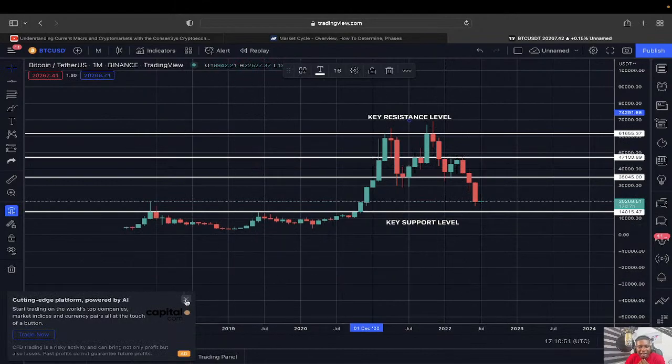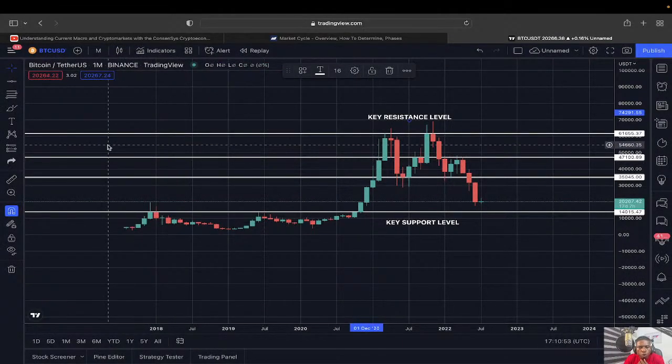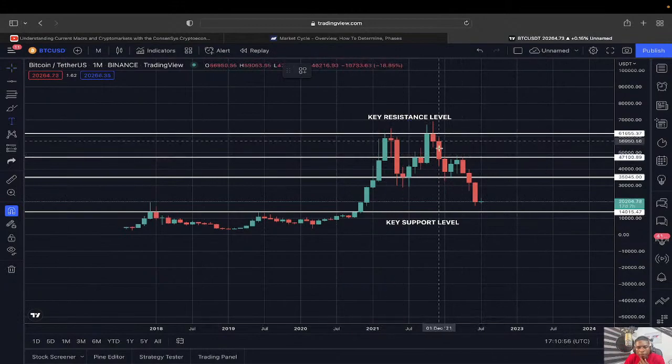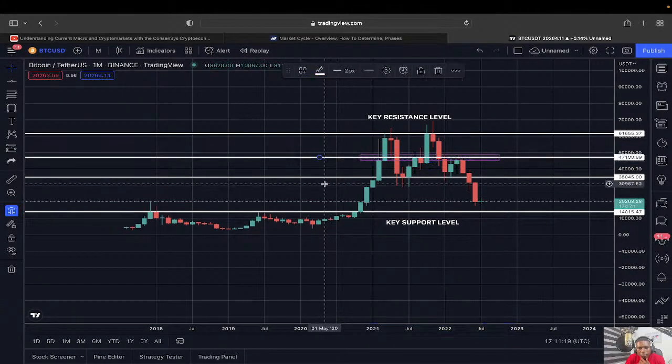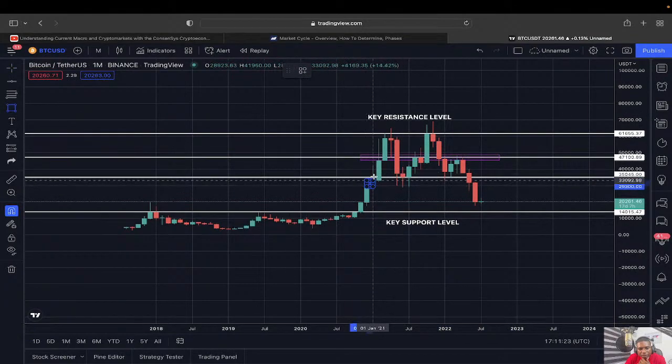And you can see that price has broken through this first level here. Price has broken through this level. Also, price did the same thing here.